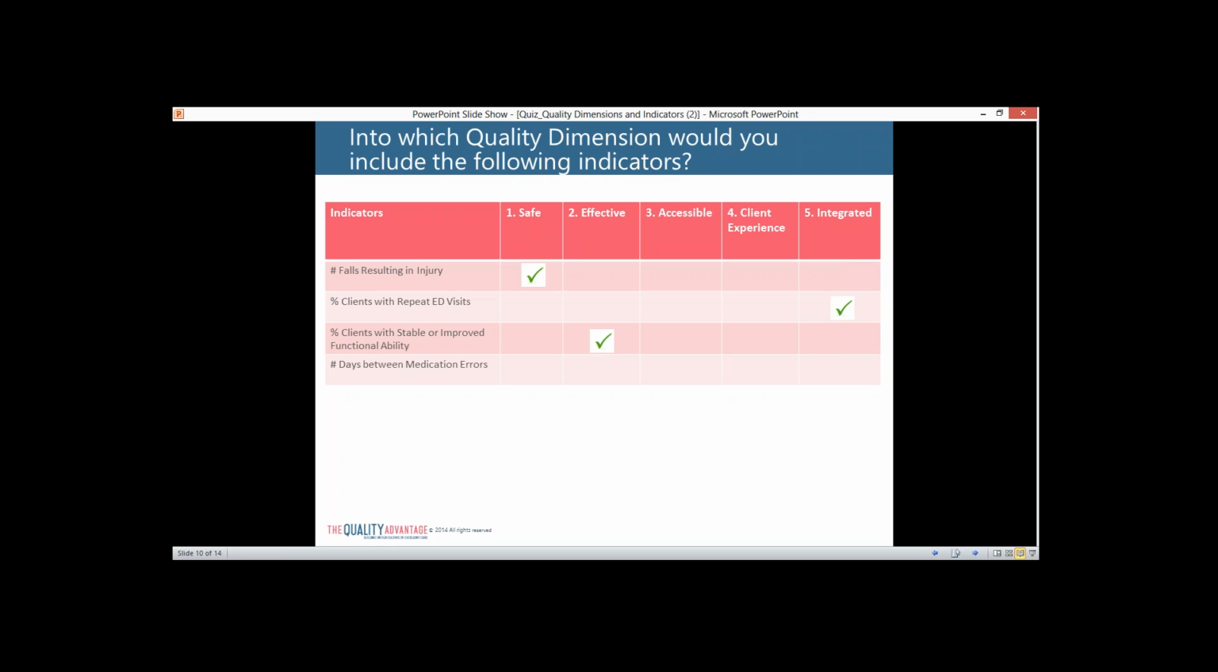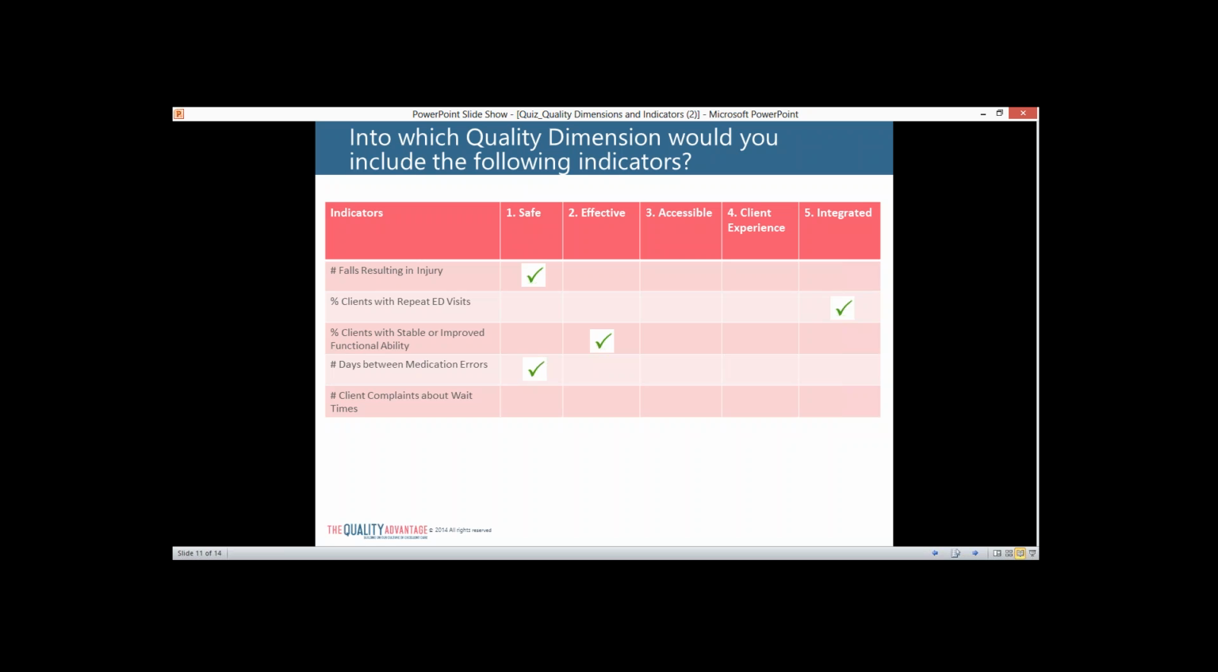The next one, number of days between medication errors. And that one falls within the safe dimension. And what I'd like to just point out in terms of that indicator is the framing of that indicator, number of days between critical incidents, is often a good way to measure rare events. If you were graphing it and you just looked at the number of medication errors, you'd get a graph that looked like a bunch of spikes, because hopefully you'd have a lot of zeros. So by doing it this way, you measure the time between and you don't get that kind of a graphic depiction. Let's move to the next one, the number of client complaints about wait times.